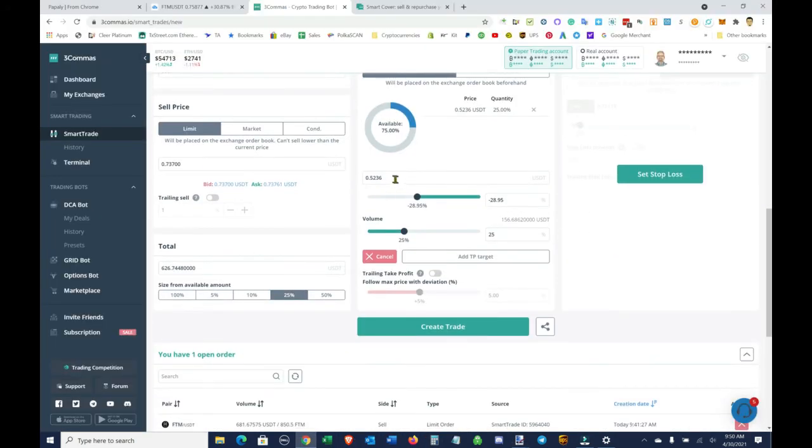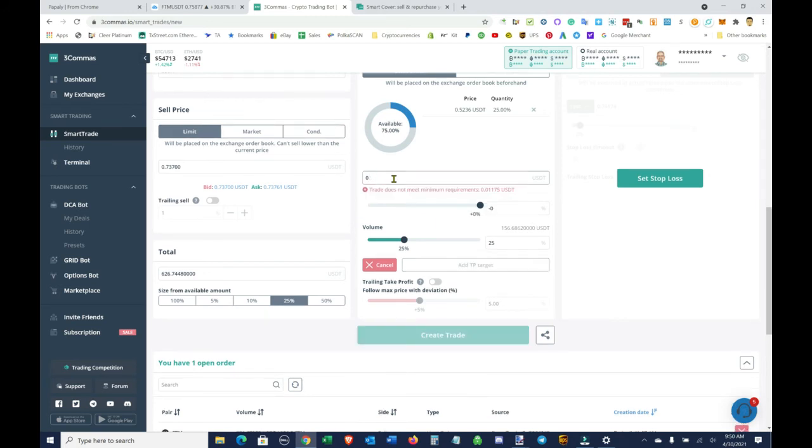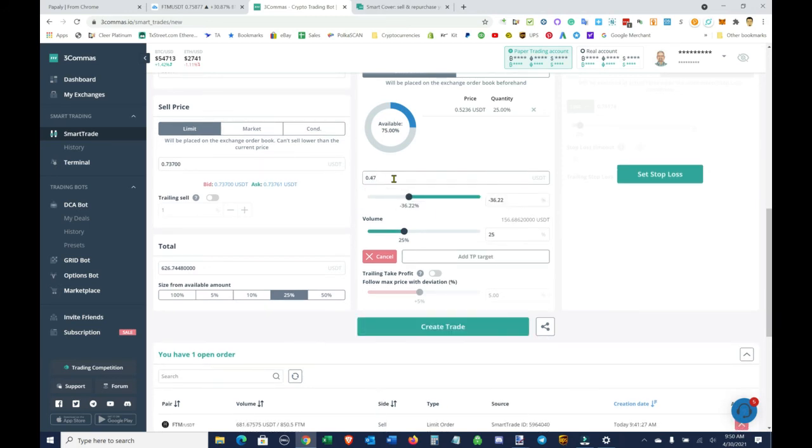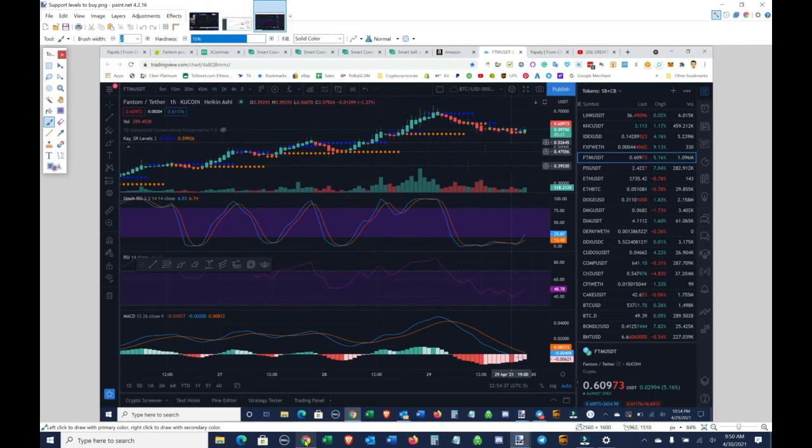So back over here, I'm going to change this price to 47 cents. And I'm going to buy 50 back. So it's going to be in 75, and I need to buy 25% more. And so when I come back over here, I see that is 39.